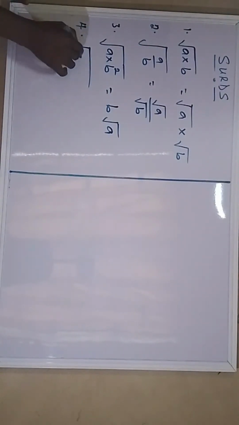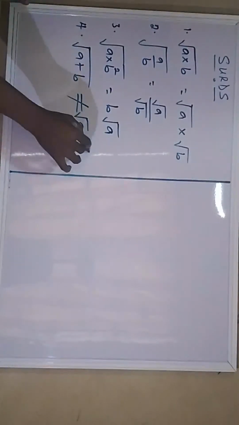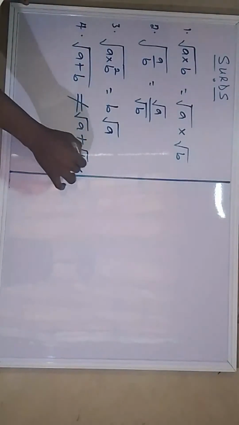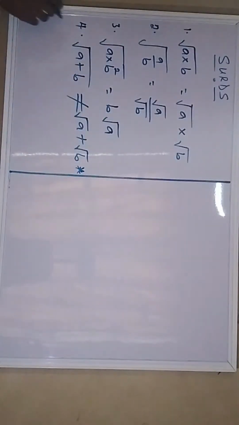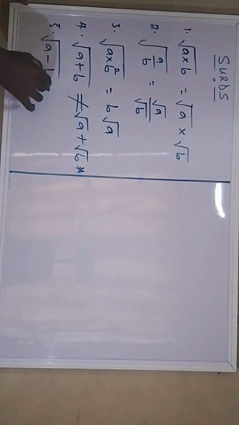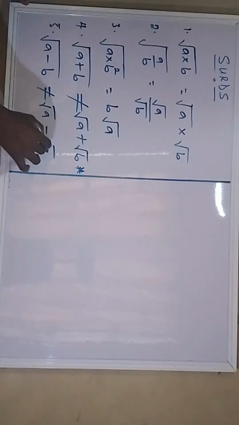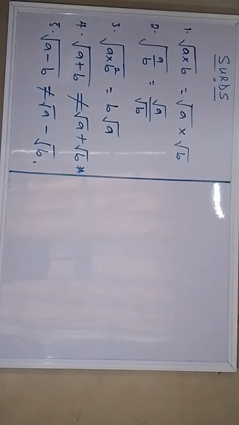Let us look at one again. Square root of A plus B is not equal to square root of A plus square root of B. Let's take note of this. The same thing also applies here: square root of A minus B is not equal to square root of A minus square root of B. All these principles are something you need to know, and they will help you while solving problems under SURDs.